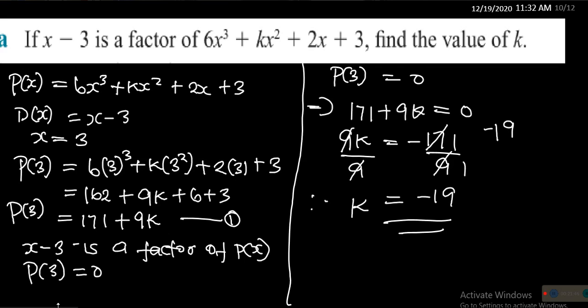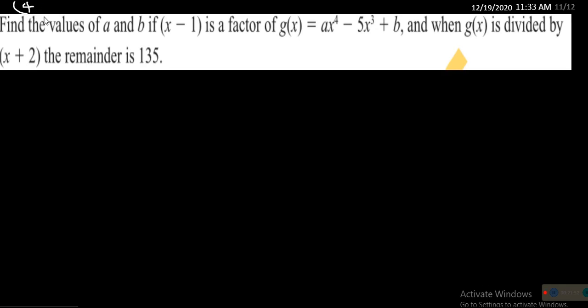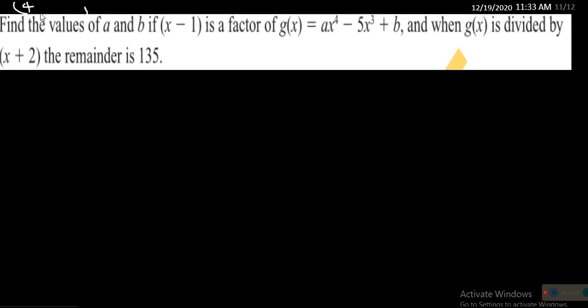Yeah. Very simple. Another example, this is example 4, the last one was example 3. Find the values of a and b if x minus 1 is a factor of g of x equals ax to the power 4 minus 5x squared plus b, and when g of x is divided by x plus 2, the remainder is 135. We are looking for a and b.